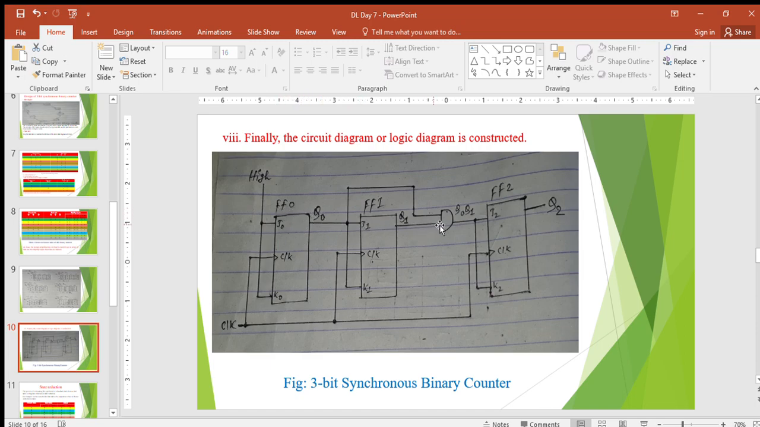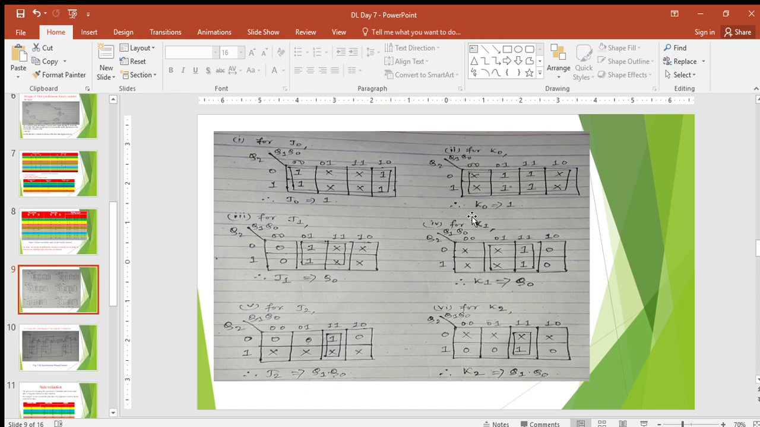And as per the K-map, the J2 and K2 inputs of flip-flop 2 are getting the inputs from the AND operation of the output of flip-flop 0 and the output of flip-flop 1, that is Q0 and Q1. You can see in the K-map, J2 gains the input as Q1 and Q0, and K2 also gains the input as Q1 and Q0. It means the AND operator is used here, illustrated by the AND gate. So this is the final circuit.